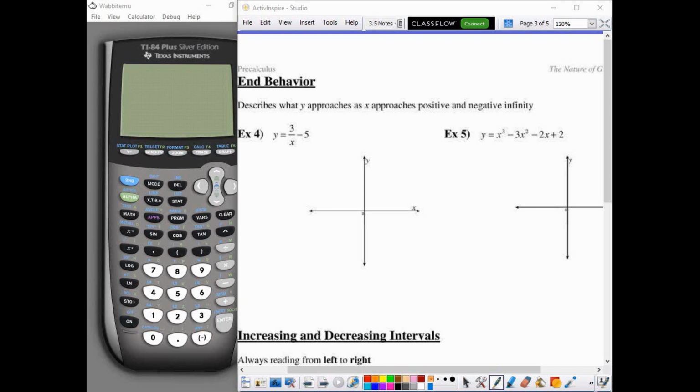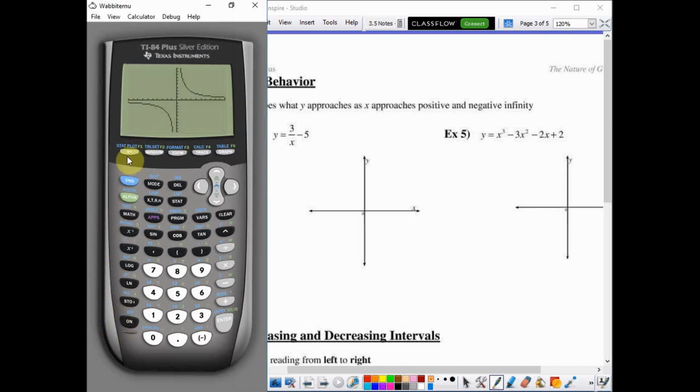So y equals 3 over x minus 5. We're going to go ahead and graph that on our calculator. 3 over x minus 5. So that's what our graph looks like.